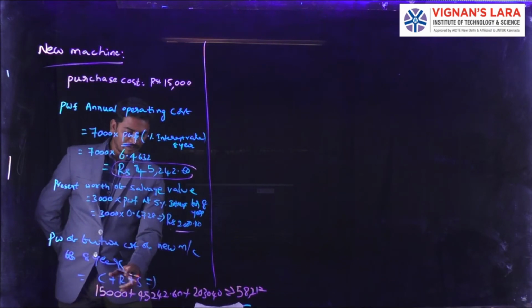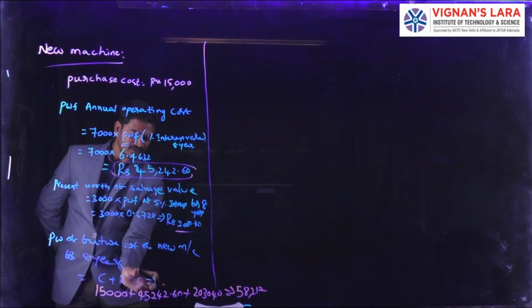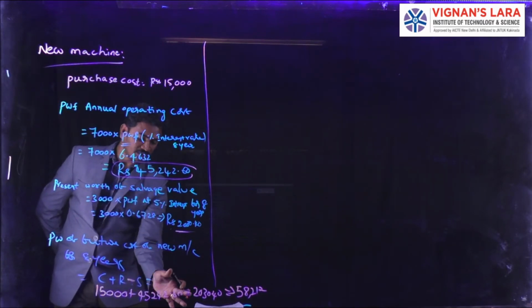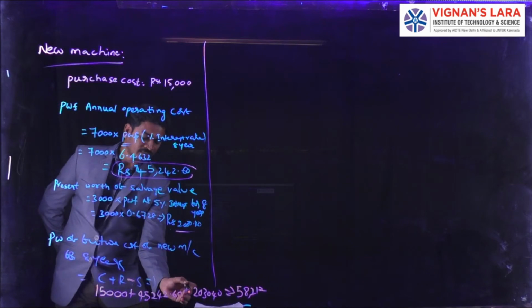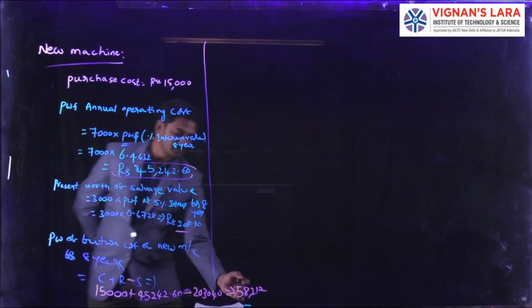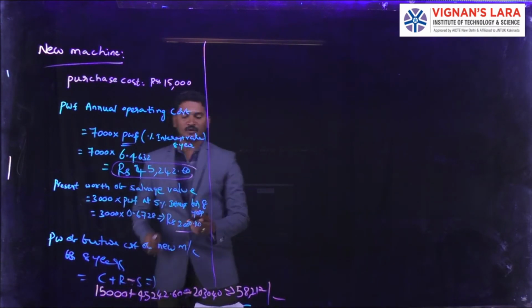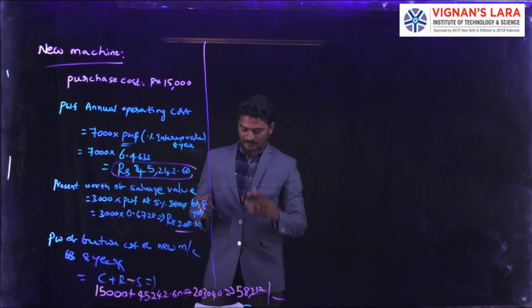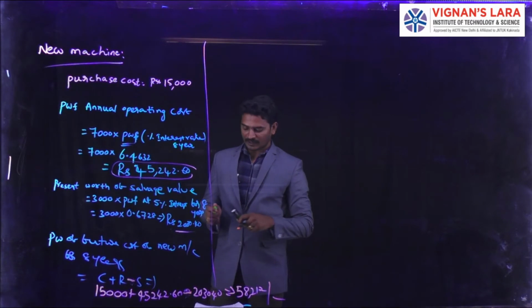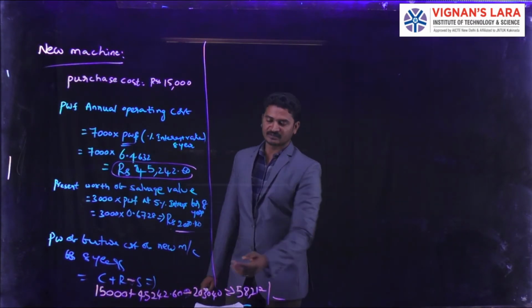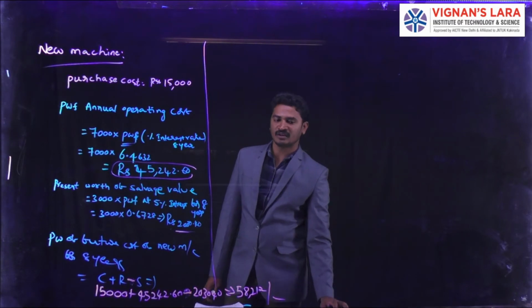Here the value is C minus S. Sorry, C minus S, not plus S. Here also minus, we are going to subtract this value C minus S from this 58,212. This is our new machine future cost value for 8 years. The machine will be replaced at this cost age.